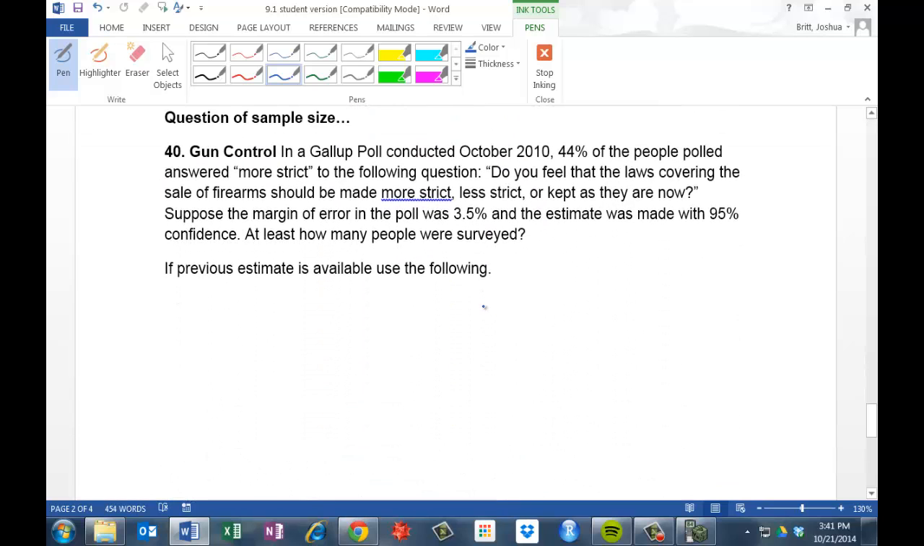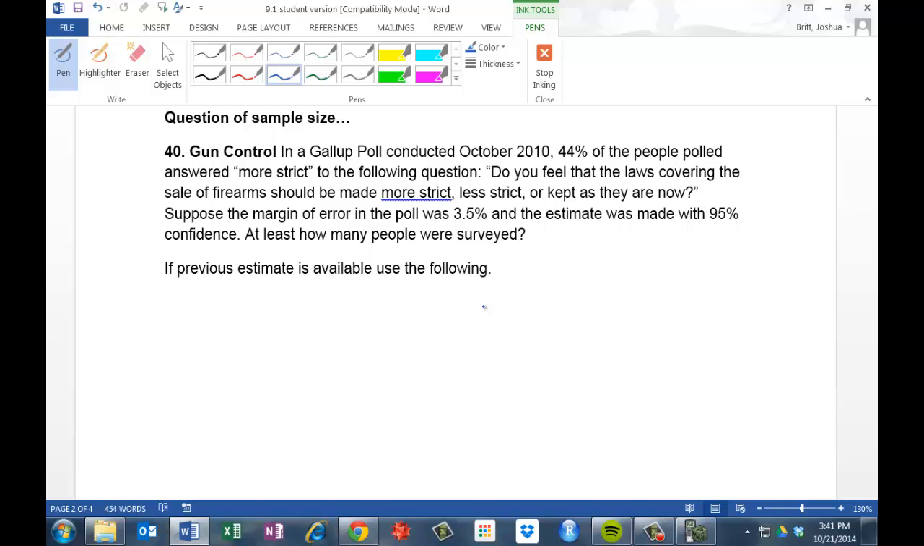Now let's turn to the question of sample size. In a Gallup poll conducted October 2010, 44% of the people polled answered more strict to the following question. Do you feel that the laws covering the sale of firearms should be made more strict, less strict, or kept as they are now? Suppose the margin of error in the poll was 3.5% and the estimate was made with 95% confidence. At least how many people were surveyed?